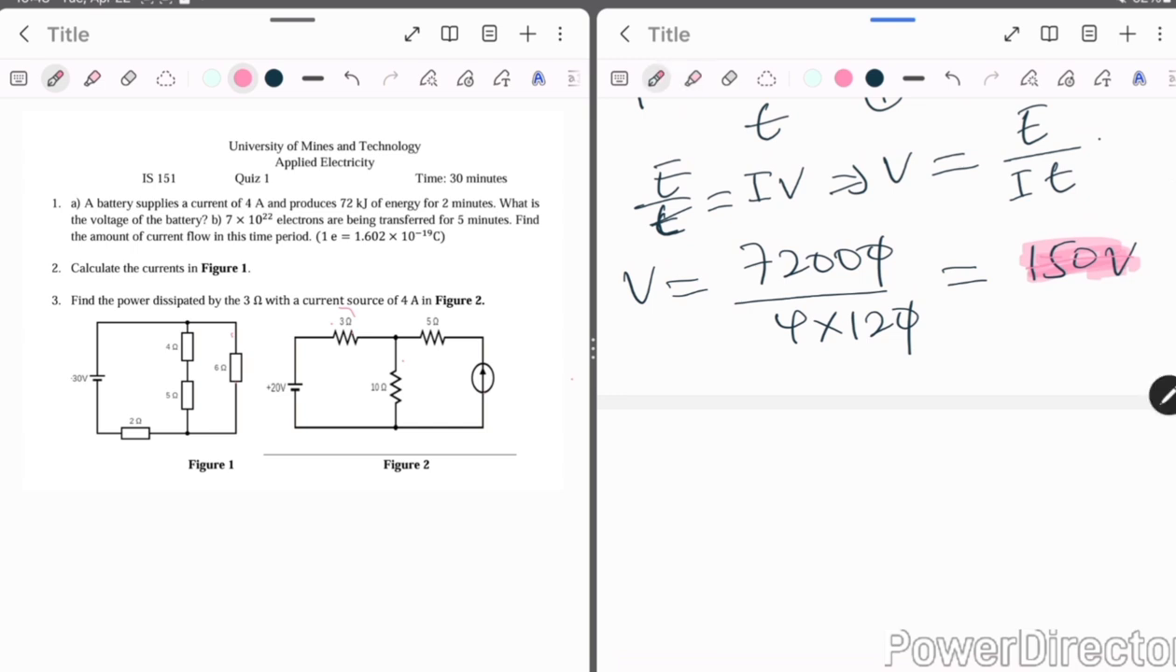Now we move on to the next question, which is question 1b.